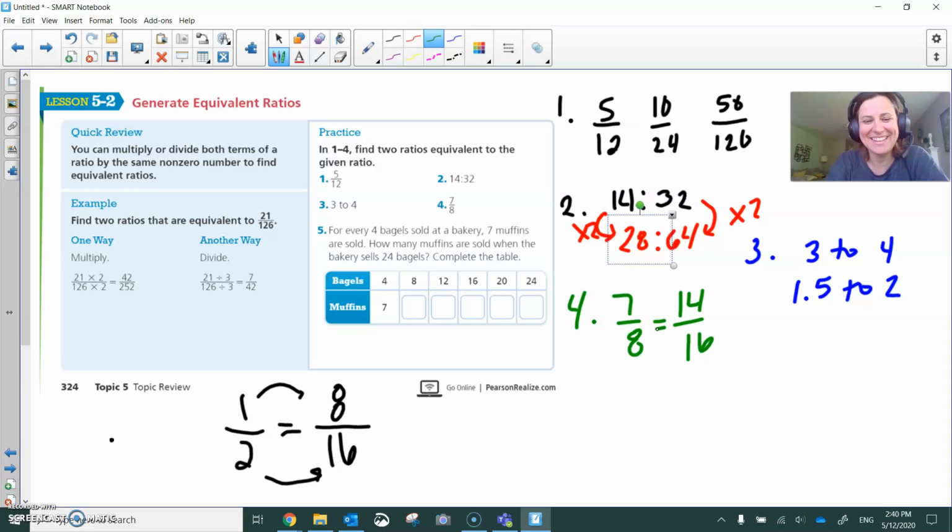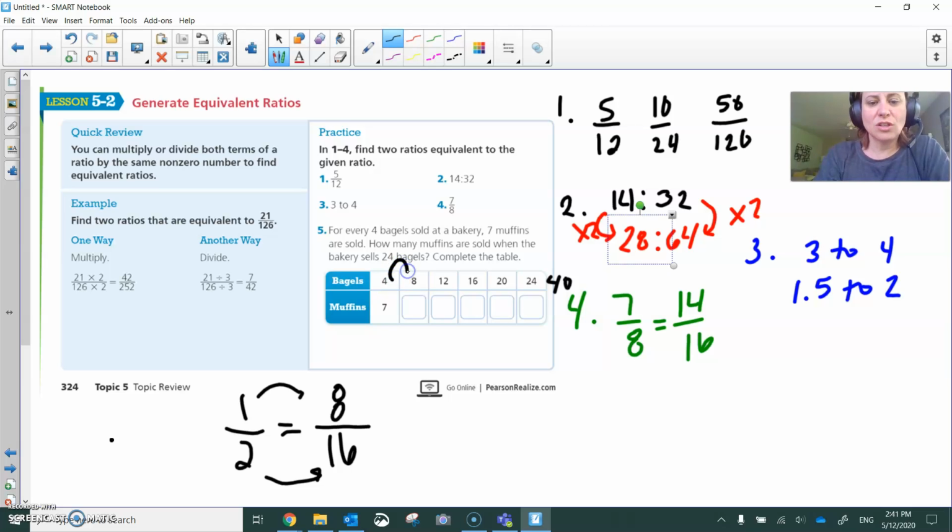Awesome. And then on number 5, for every 4 bagels sold at a bakery, 7 muffins are sold. So every time we jump up another 4 on the bagels, we'll be jumping up another 7 on the muffins. But in order to solve it that way, you have to basically know what happened the time before. So if I were to say, okay, well, in that case, if we sold 40 bagels, how many muffins would that be? That's harder to answer when it looks like that because you don't know how many there were just right before that, because 24 is not the one that comes right before it. So let's check this out.